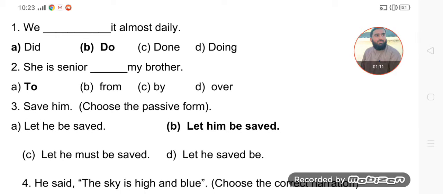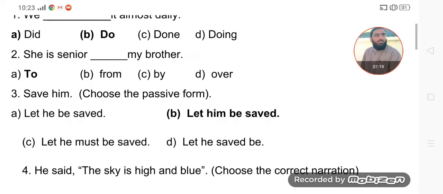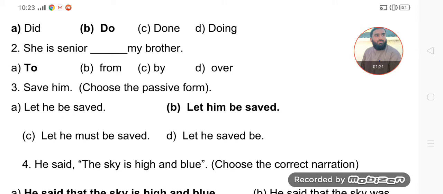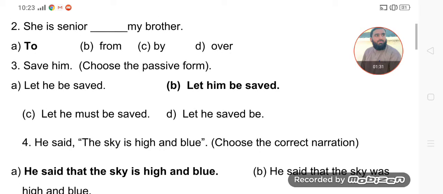She is senior to my brother. Remember, kuch aise words hain like senior, junior, inferior, superior, jiske saath hum preposition to use karte hain, theek hai? Like, she is senior to my brother. She is junior to my brother. She is superior to my brother. She is inferior to my brother.